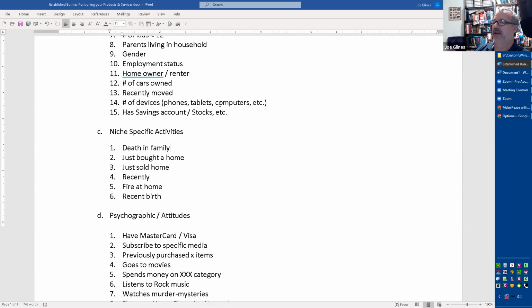This book, The Direct Mail Solution, it's from Craig Simpson.